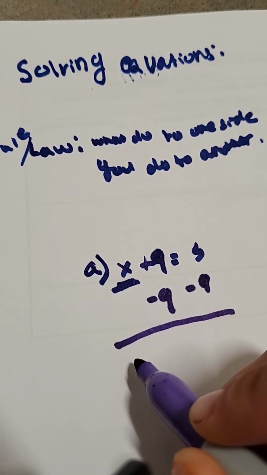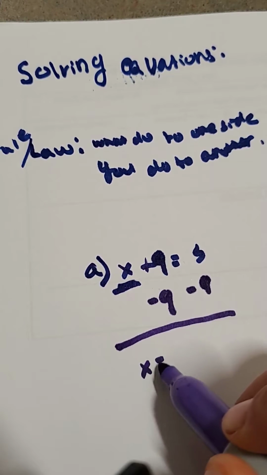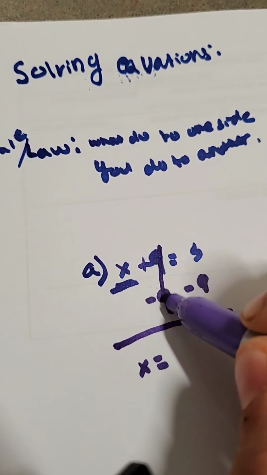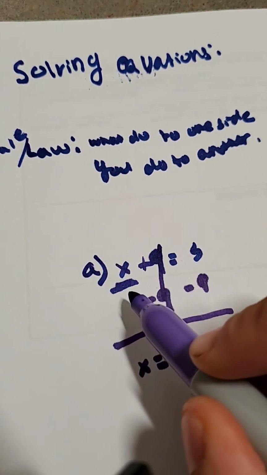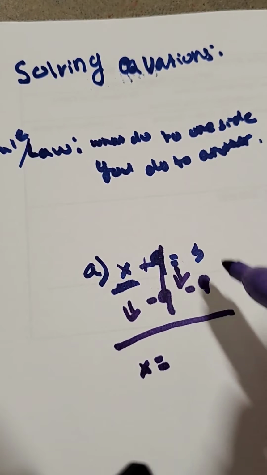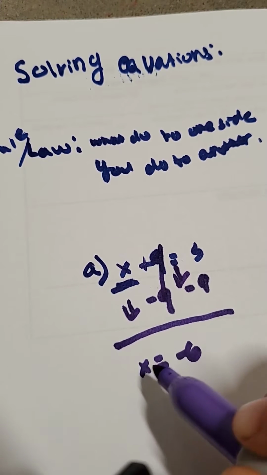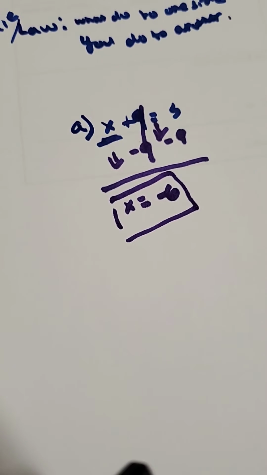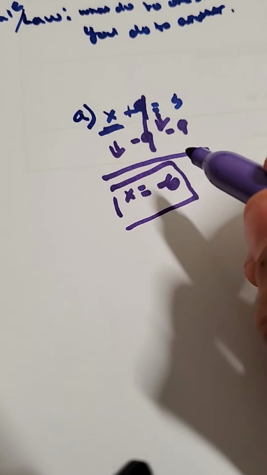So x is equal to 3 minus 9, which is negative 6. The 9's cancel out on this side, so the x comes down, and the equal sign comes down. So x is equal to negative 6.